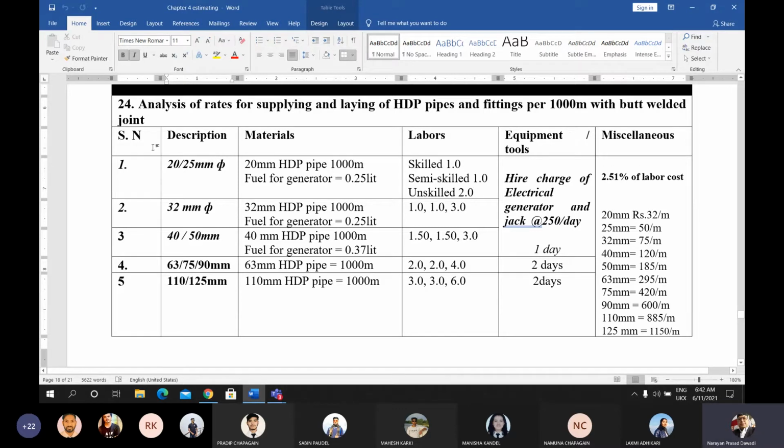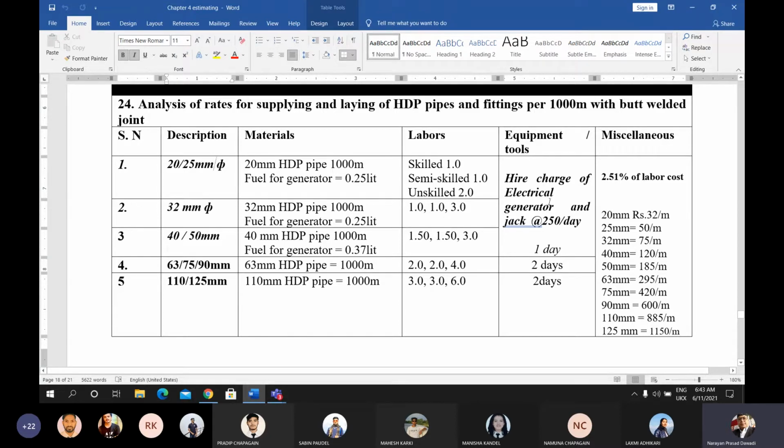Up to the third item, the tools, plant and equipment value is one day. Now the miscellaneous expenses, you can provide as 2.51% of labor cost. These are the contingencies. Contingencies can also be extra, provided for the miscellaneous cost as 2.51% of the labor cost. Material cost, labor cost, equipment cost, and the miscellaneous cost.